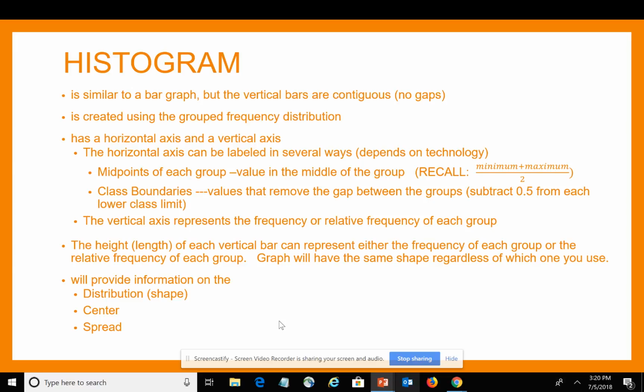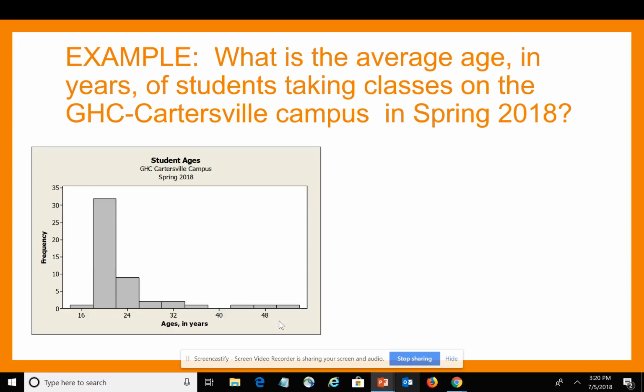And the histogram, very similar to the stem and leaf, gives us insight, again, into the distribution, the center, and the spread. I used a computer software program to generate the histogram that you see here. Again, notice that on this visual of the histogram, the bars are connected together. There's no gaps. There does appear to be a gap around 40, but remember, we didn't have ages between 35 and 39. So that probably shows that particular gap there.